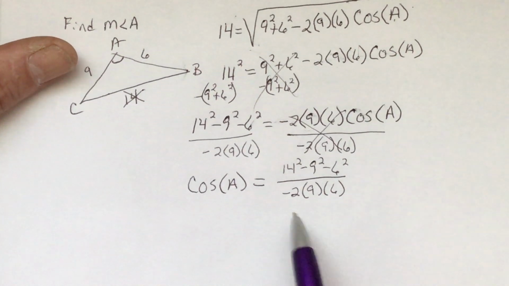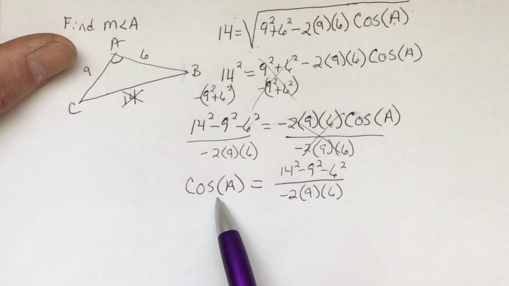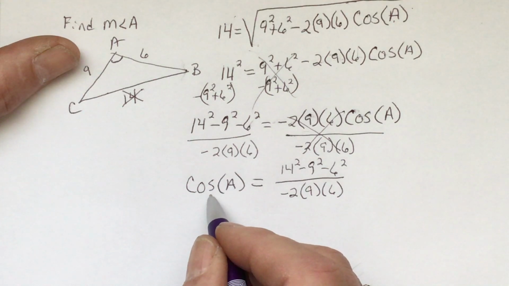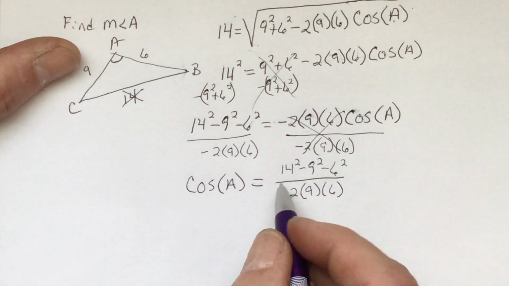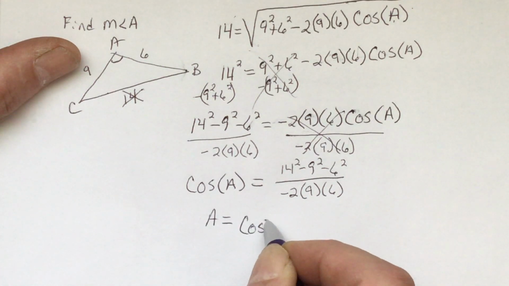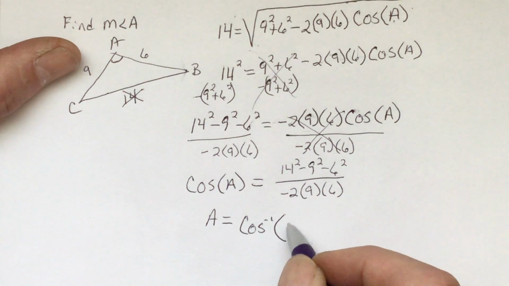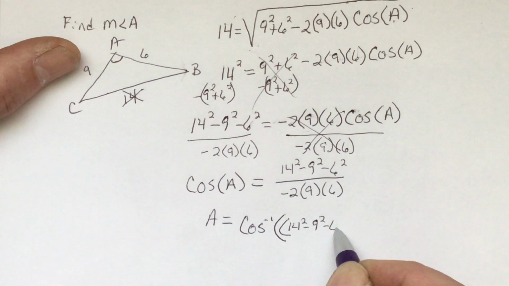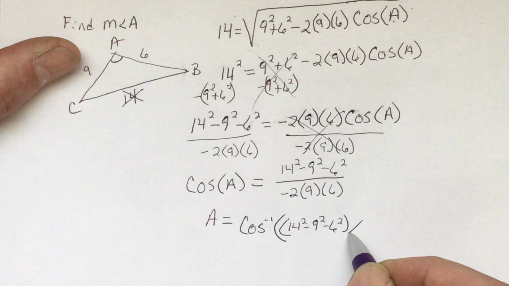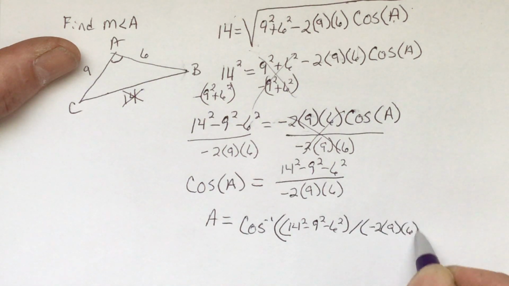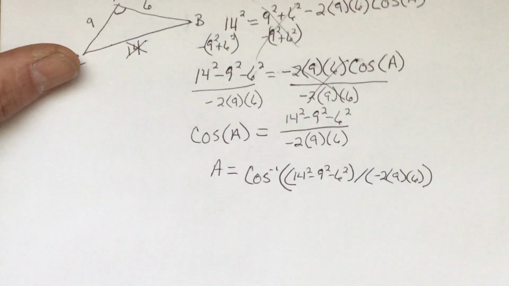Now there's one last thing to do. Inverse trig ratio. It's the inverse of cosine that will equal A. So A equals inverse cosine. And here's how you will type this in your calculator. Open parenthesis, 14 squared minus 9 squared minus 6 squared being divided by negative 2 times 9 times 6. Close parenthesis.